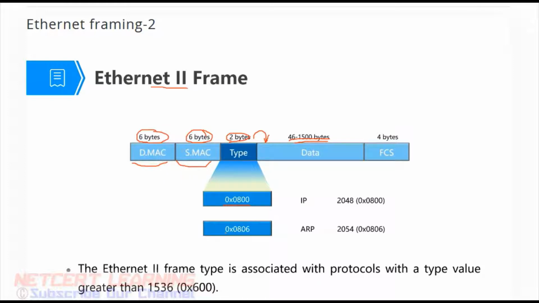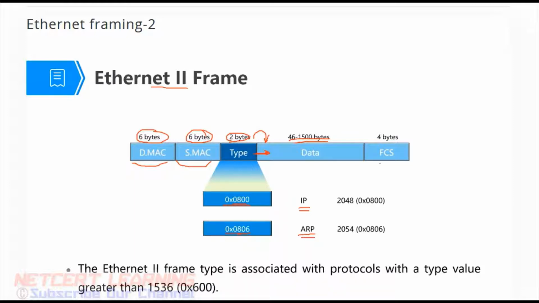There are two examples. The value 0800 means the data carried in the upper layer is an IP packet. And the value 0806 means the data carried in the upper layer is an ARP protocol.